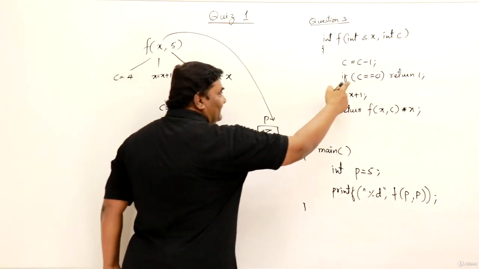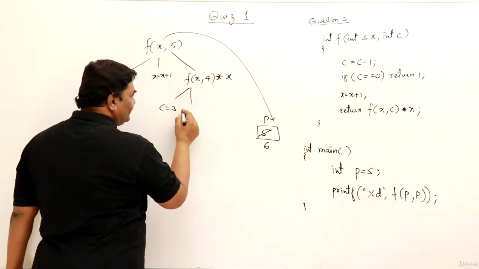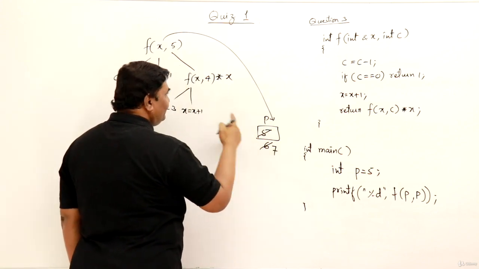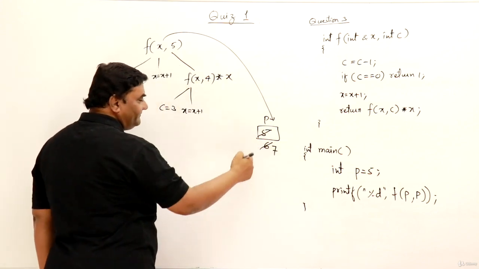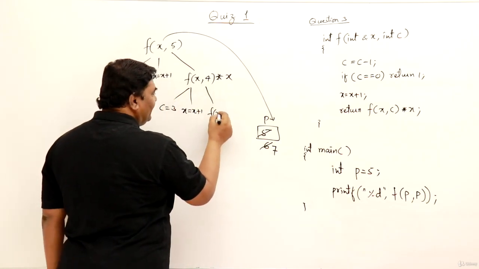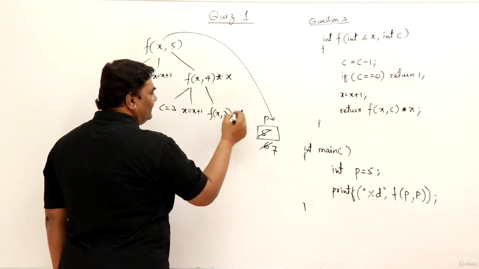Then is c equal to 0? No. So x assign x plus 1. So x assign x plus 1 will make it 7, because this x is nothing but this one. Then call itself again by passing x comma c value is 3, into x.